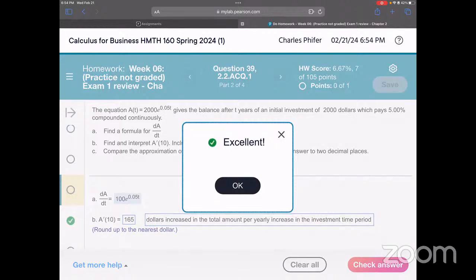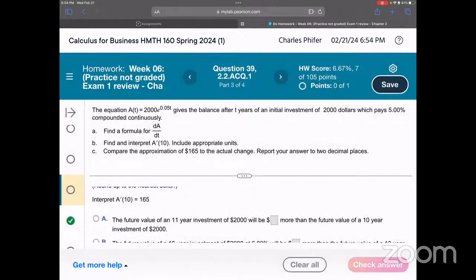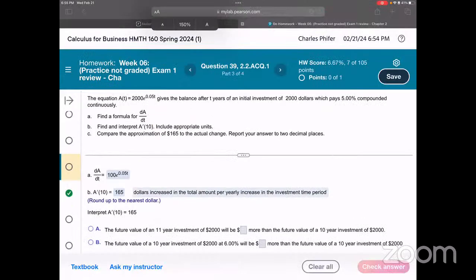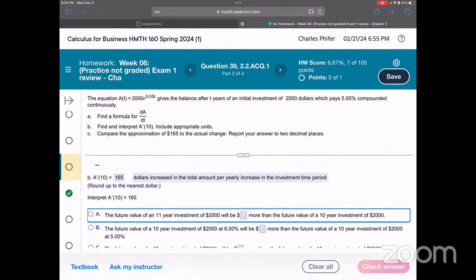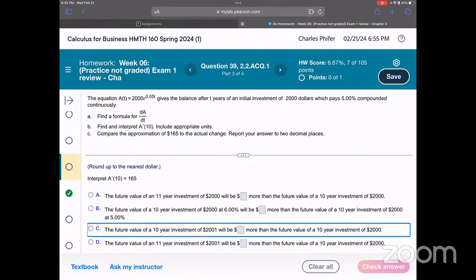Let me zoom out some so we can see this a little bit better. It says compare the approximation of 165 to the actual. Report your answers to decimal places. Okay, interpret A prime of 10. Let me see the future value. Is it 10 years? Yeah, 10 years.